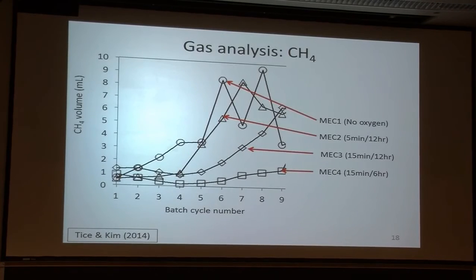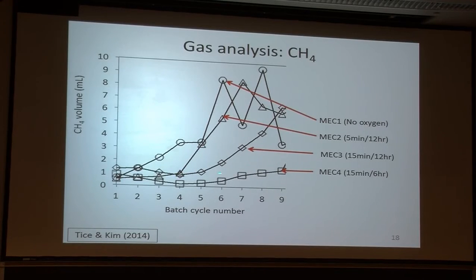Here's the result. This is the gas analysis result for methane. The y-axis is the methane volume in milliliters, up to 10 milliliters, and the x-axis is the fed-batch cycle from 1 to 9. If you look at MEC1 over here, which is a circle, it started producing methane very quickly in cycle 3, and it increased, and in the end it is dominated by methanogens. And if you look at MEC2, denoted by triangles, there's no methane up to cycle 4, but it is dominated by methanogens in the end.